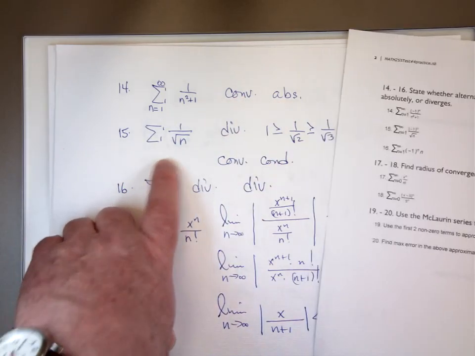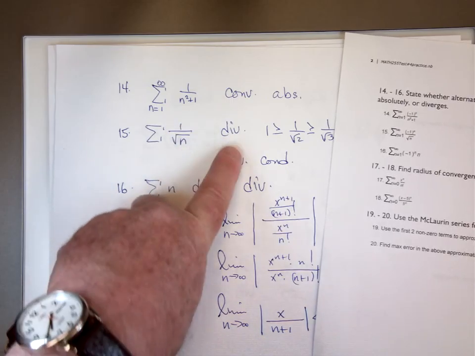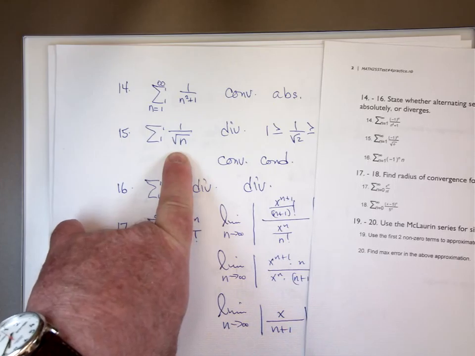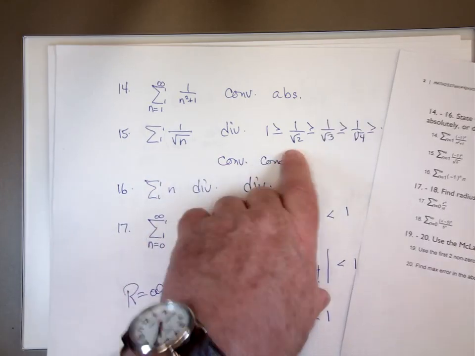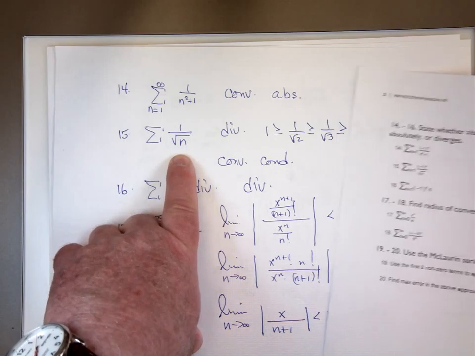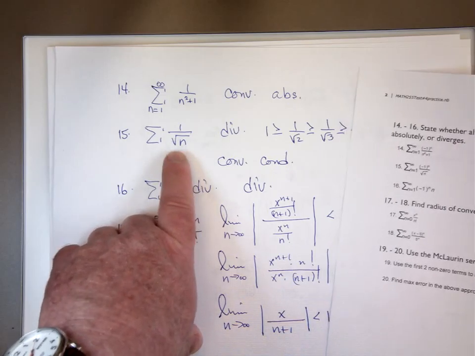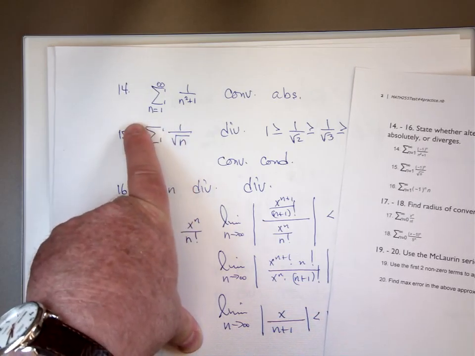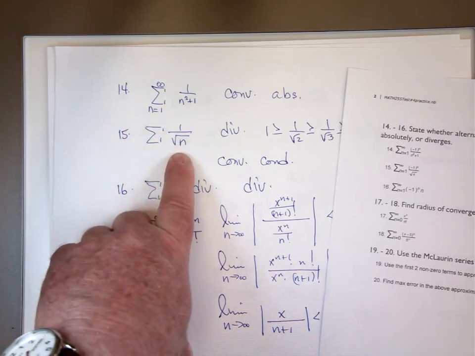15. The positive series diverges. Okay? Difference in degrees is only 1/2. But the terms are decreasing, and the nth term is going to 0. That's good enough to cause the alternating series to converge. Therefore, it converges conditionally. Its positive series diverged, but the alternating series converged.